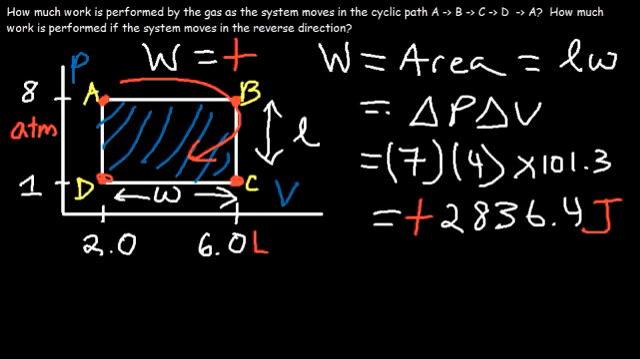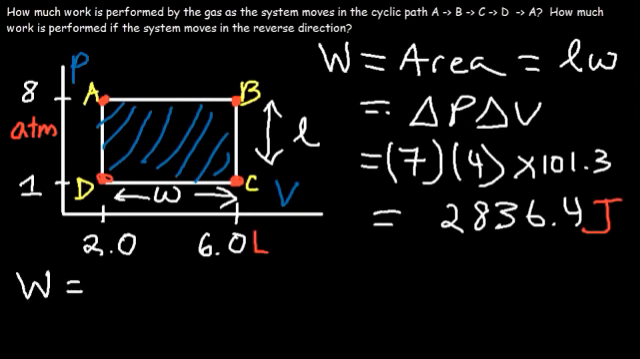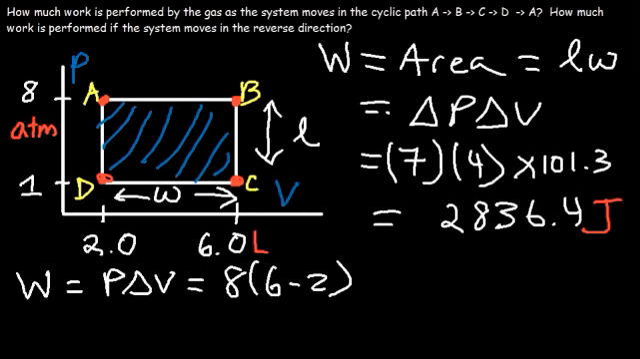So let's start with the first step, that is from A to B. So that's an isobaric process, so we can use the equation work is equal to P delta V. And anytime you go to the right, the work done is positive. So the pressure is 8, the final volume is 6 minus 2. So that's 8 times 4, which is 32, times 101.3. So the work done from A to B is positive 3,241.6.